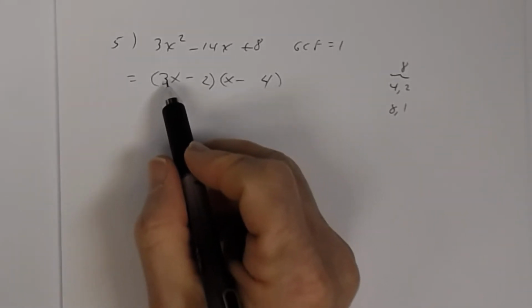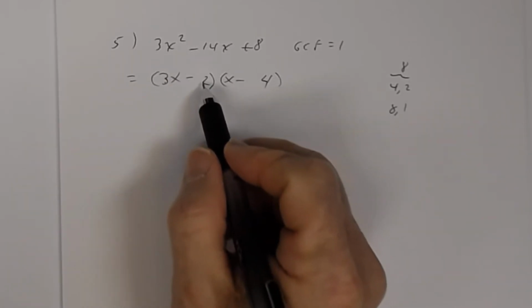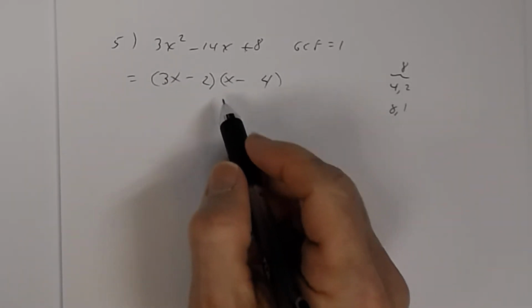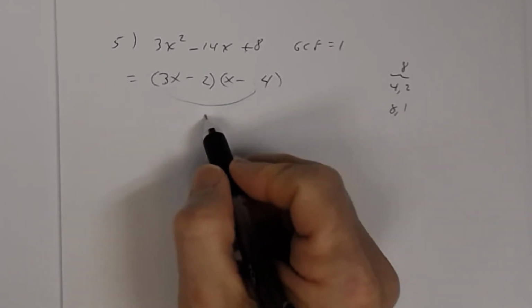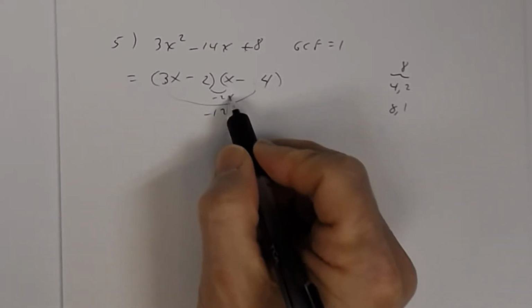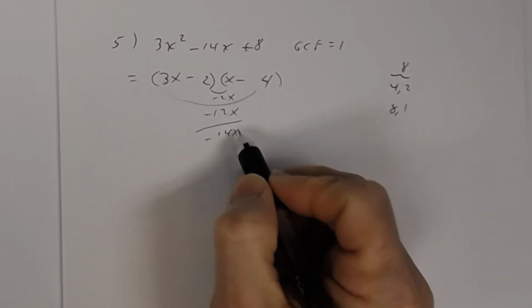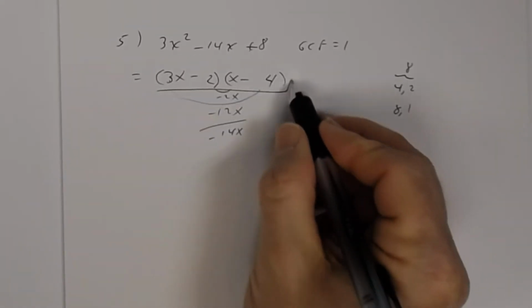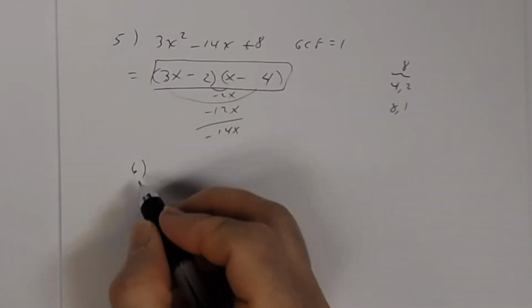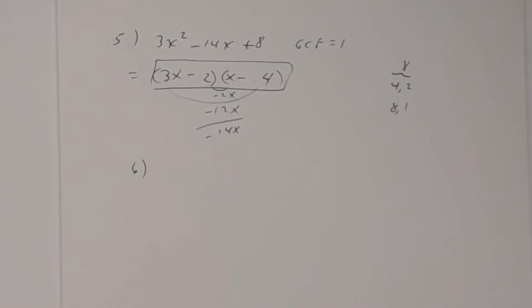And then let's check. 3x times x is 3x squared. A negative 2 times a negative 4 is a positive 8. The outer is a negative 12x. The inner is a negative 2x. And when you add them up, you get negative 14x, which is what you wanted. So that's the answer. Number 6. Number 6, we have this.